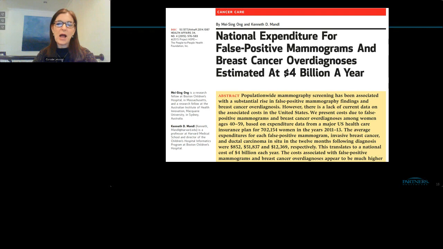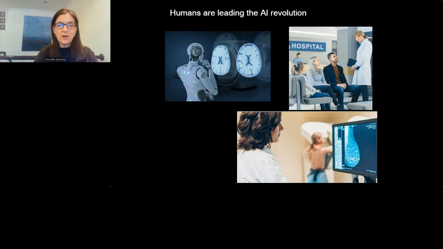How can we deliver high quality at lower cost? One domain where this is so critical is in our false positive mammograms and our breast cancer overdiagnoses, which is estimated at over $4 billion a year in the US alone. I couldn't be more excited about the future with the AI tools. Clearly, humans will lead this revolution, and no group better than the imaging scientists, specialists, and radiologists to steer us in this pathway and in navigating through this revolution.